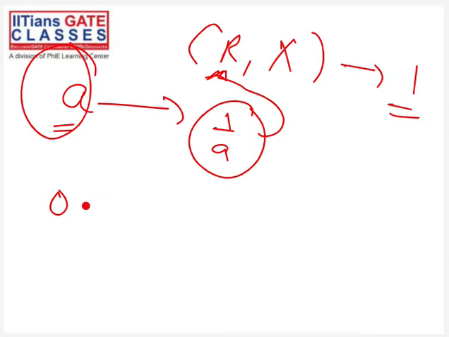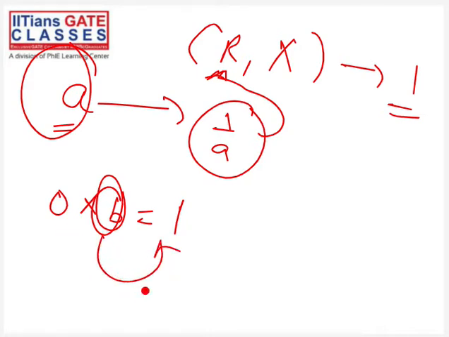Let's assume that some element B is the inverse of 0. Then what should happen? 0 multiplied by B must become 1, right? What can you put here such that 0 multiplied by that thing will become 1? You cannot put anything here, because whatever number you put here, your result can never become 1.